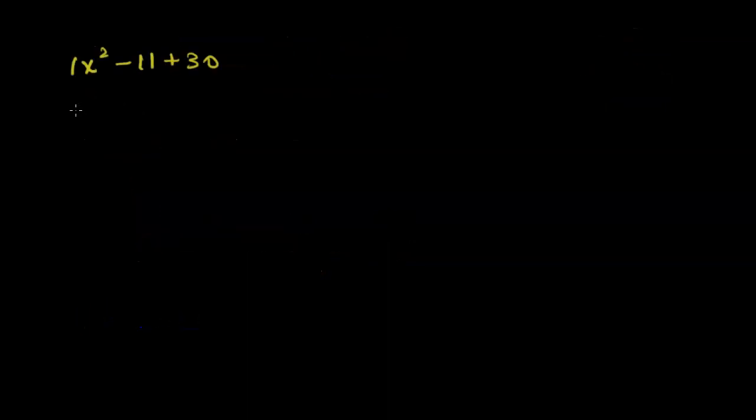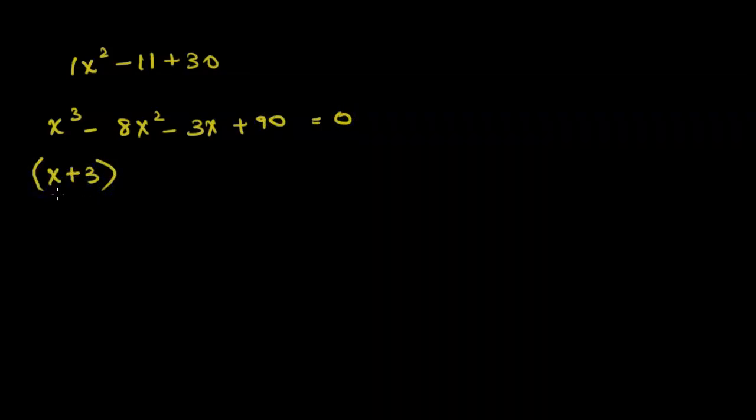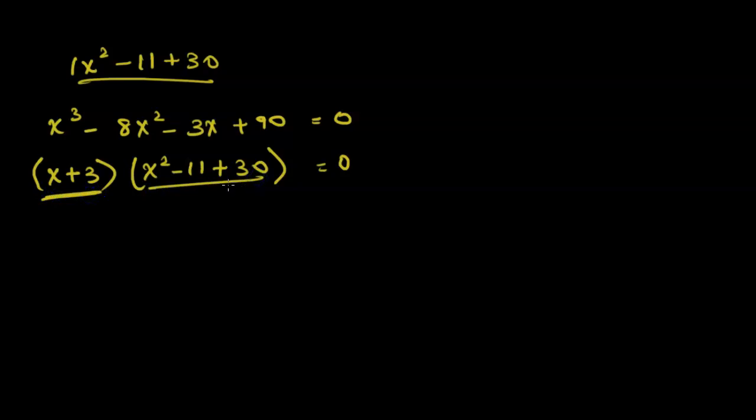So now the polynomial x cubed minus 8x squared minus 3x plus 90 equal to 0 can be written as x plus 3, because the first x value was negative 3. So we write it as a factor with the opposite sign, x plus 3, and x squared minus 11x plus 30. As we know, the product of both the divisor and the quotient would be equal to the function if the divisor is a factor of the polynomial function. Then we can factor this out.